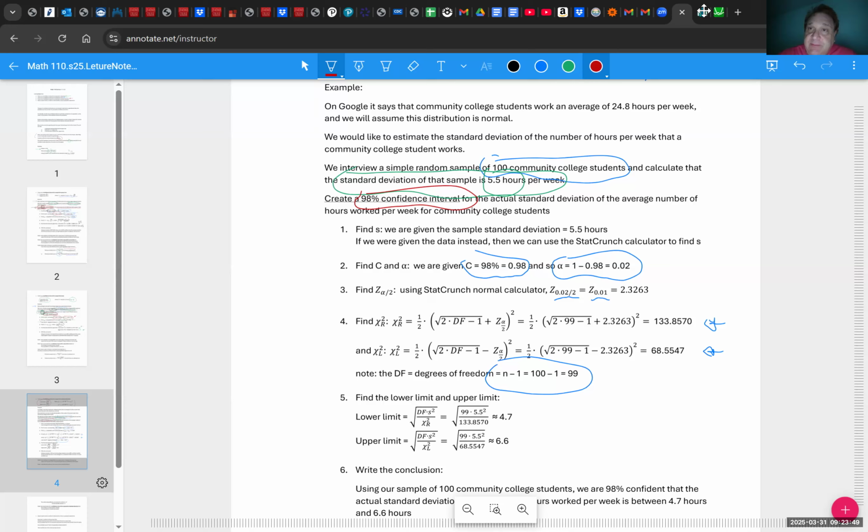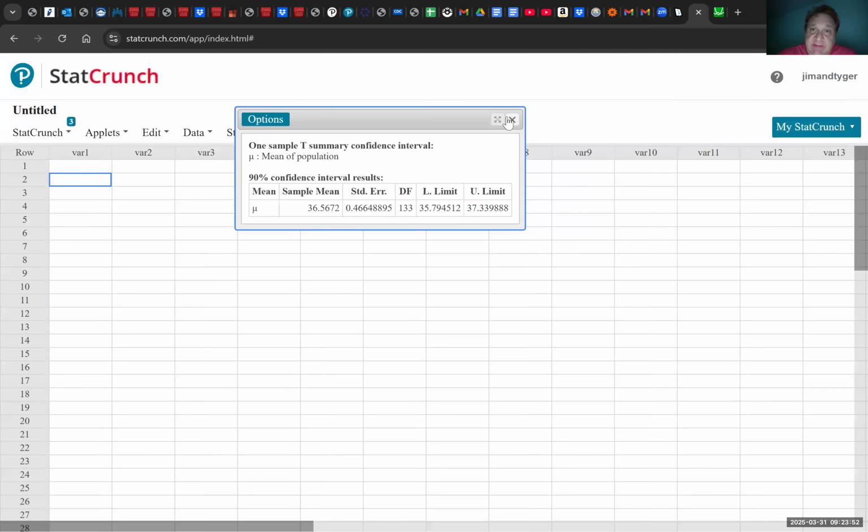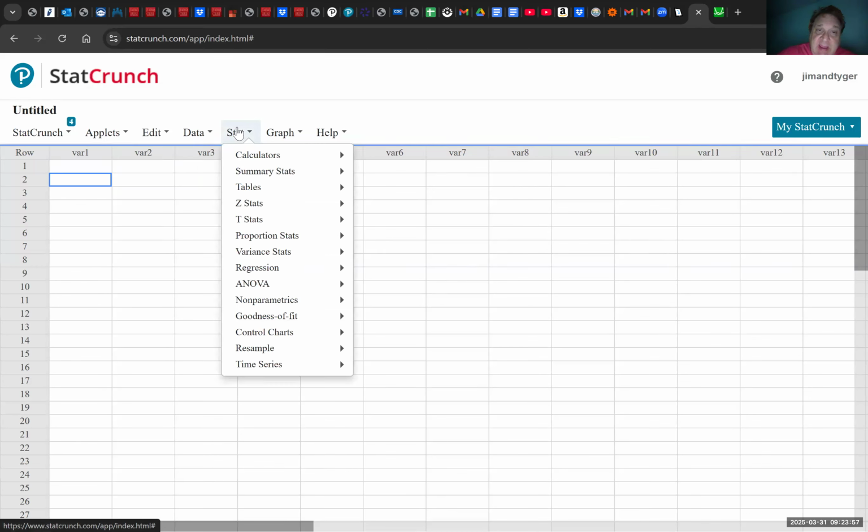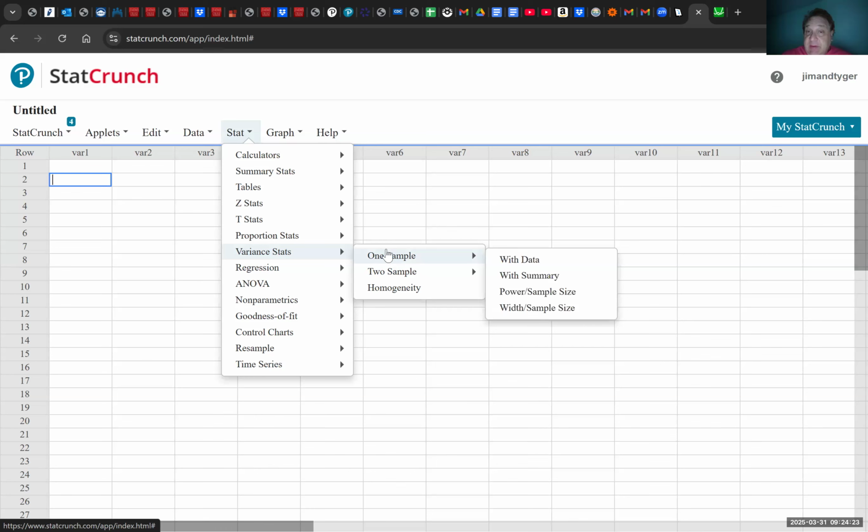So go to StatCrunch, and let me get rid of this thing. And I'm going to do a stat. And for this one, we're looking for standard deviation. Standard deviation is related to variance. So we're going to use the variance stats. If you use a different spreadsheet program, maybe Excel or Minitab or something like that, they may call it variance, or they may call it standard deviation. They're almost the same thing. So in StatCrunch, they call it variance. So I have one sample. I don't have any data. Again, I have the summary.